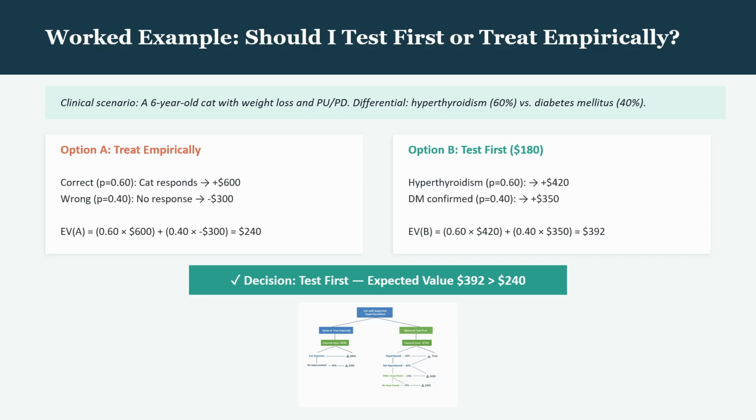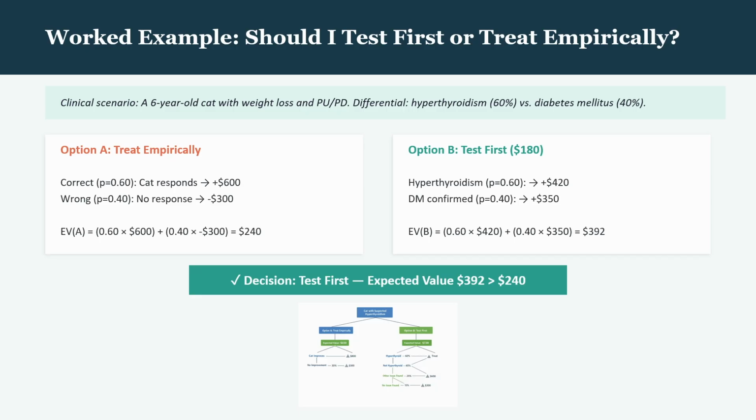Option B, test first. If the test confirms hyperthyroidism, probability 60%, you treat appropriately. Net benefit is the $600 from correct treatment minus the $180 test cost equals $420.